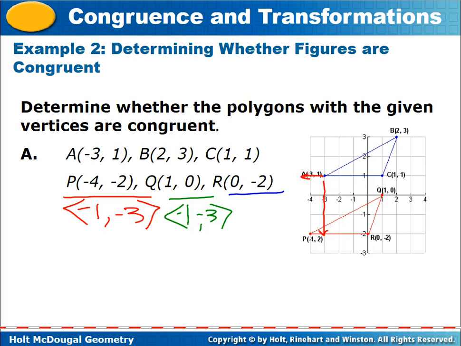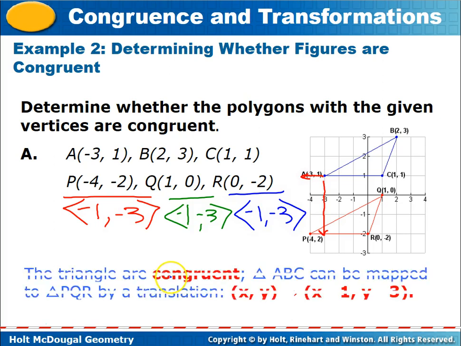What do I have to do to get to 0? Subtract 1. What do I have to do to get to negative 2? Subtract 3. So notice here now we have a vector. And what does that vector communicate to us? Exactly what we saw in the graph, which was that this is a translation where we move 1 to the left and 3 down.